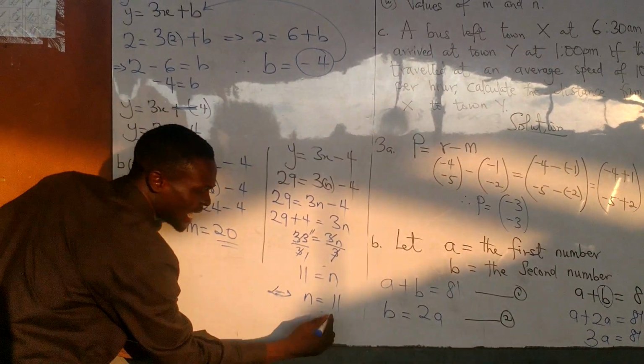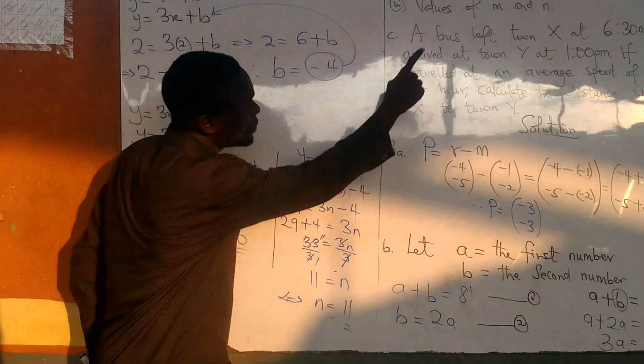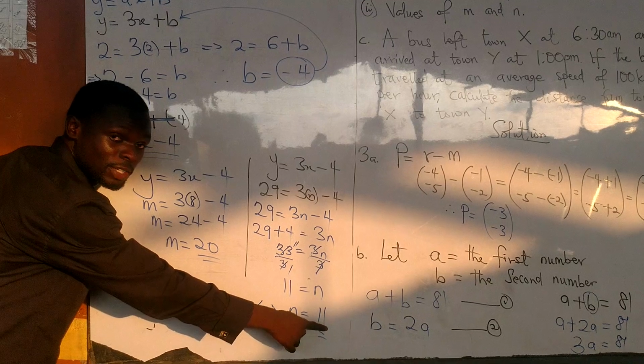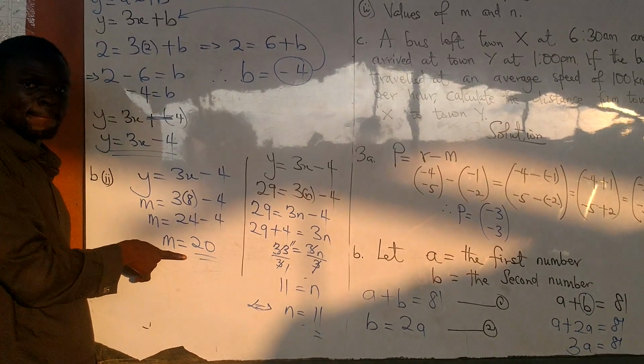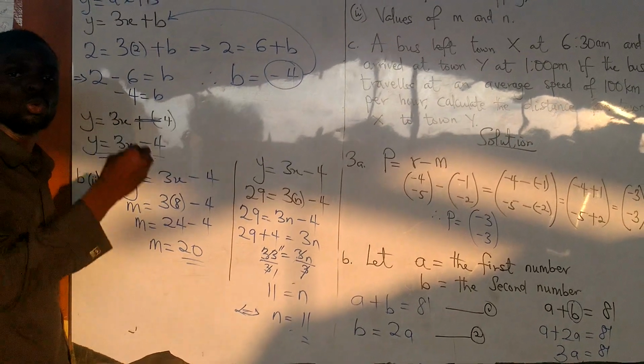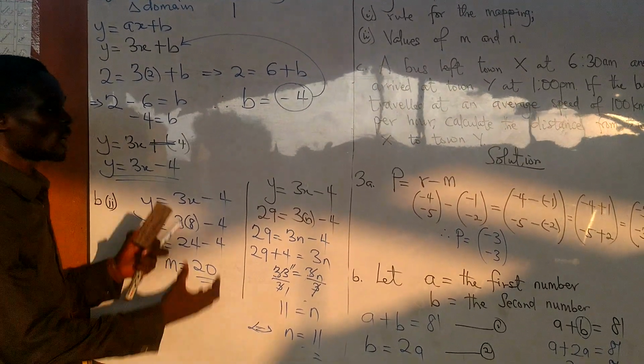So with the mapping that I just cleaned, the value of n that we were asked to find is equal to 11, sorry. And the value of m is equal to 20. So this was what we were asked to do last year, BECE 2021. You have to do this.